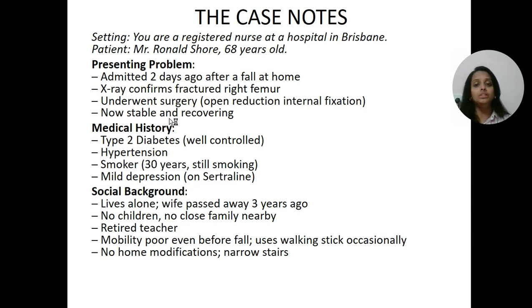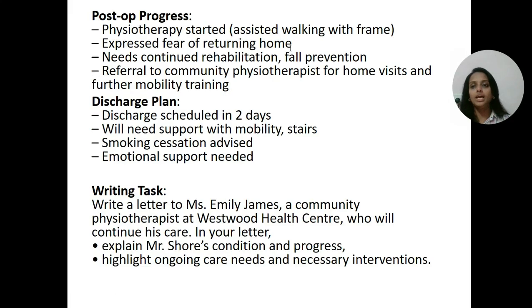Now stable and recovering. Medical history: type 2 diabetes, well controlled, hypertension, smoker for 30 years, still smoking, mild depression on sertraline. Social background: lives alone, wife passed away 3 years ago, no children, no close family nearby, retired teacher, mobility poor even before the fall, uses a walking stick occasionally, no home modification, narrow stairs.